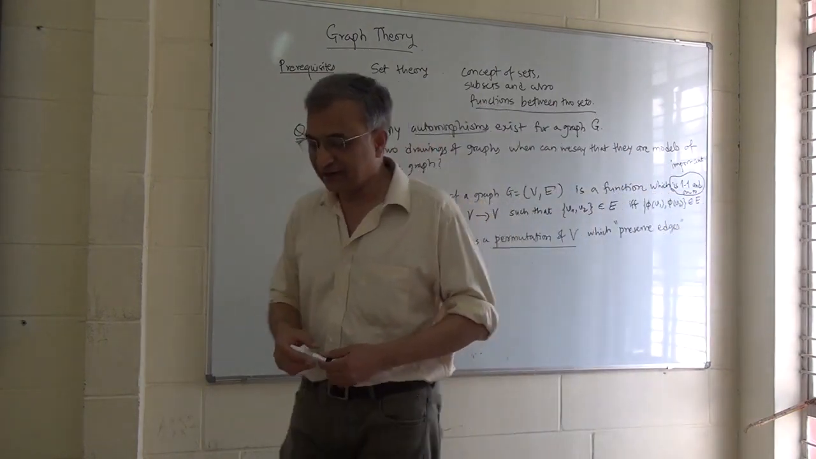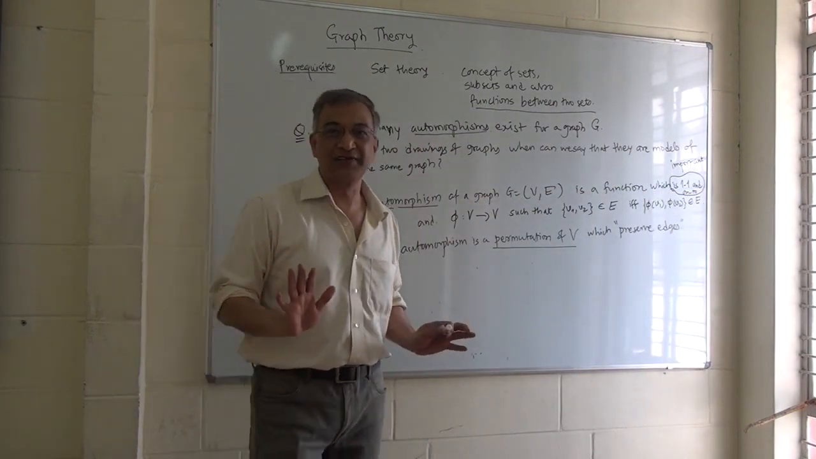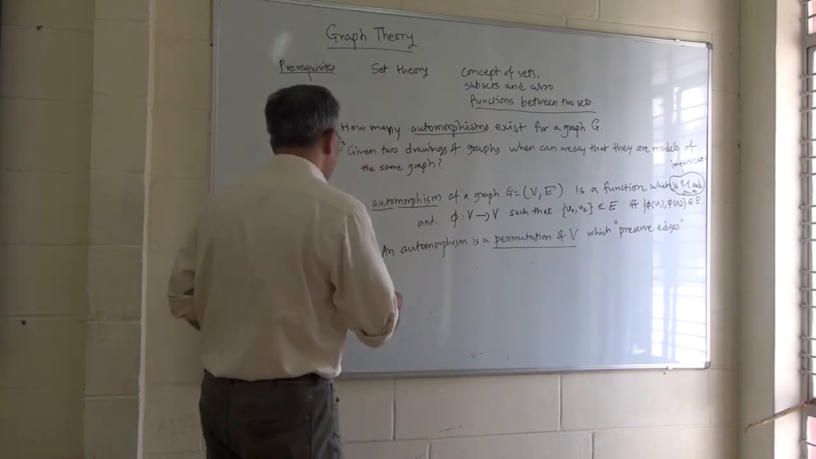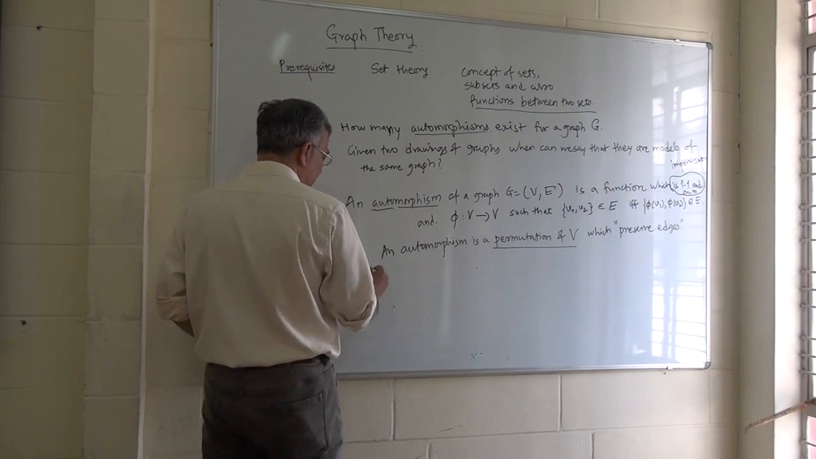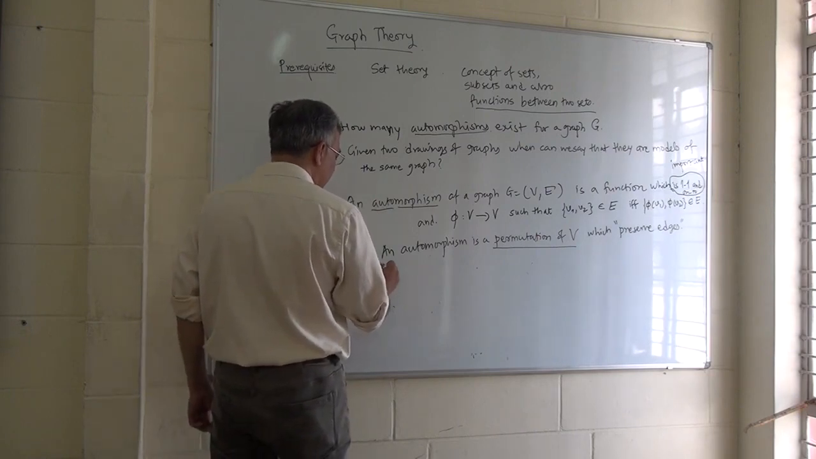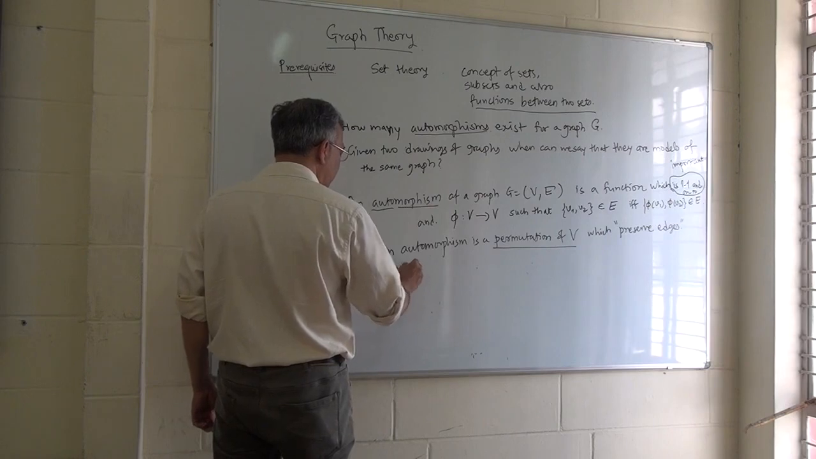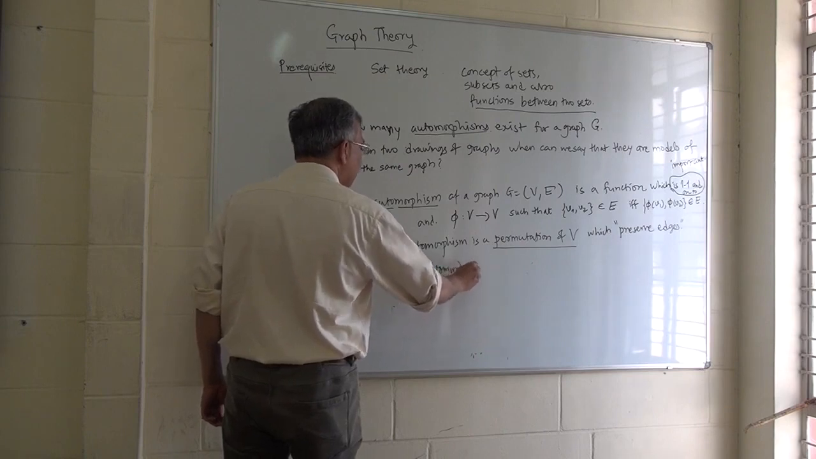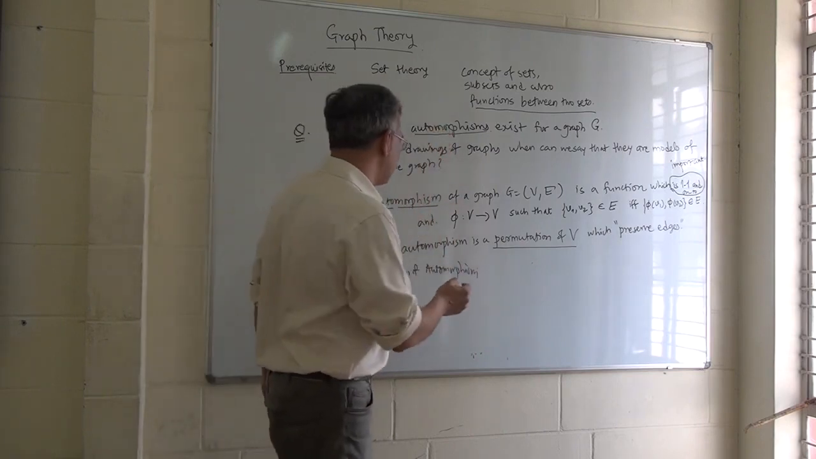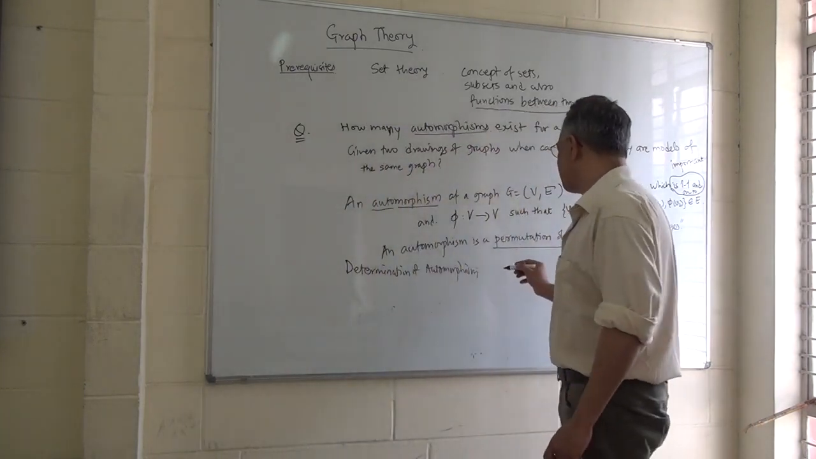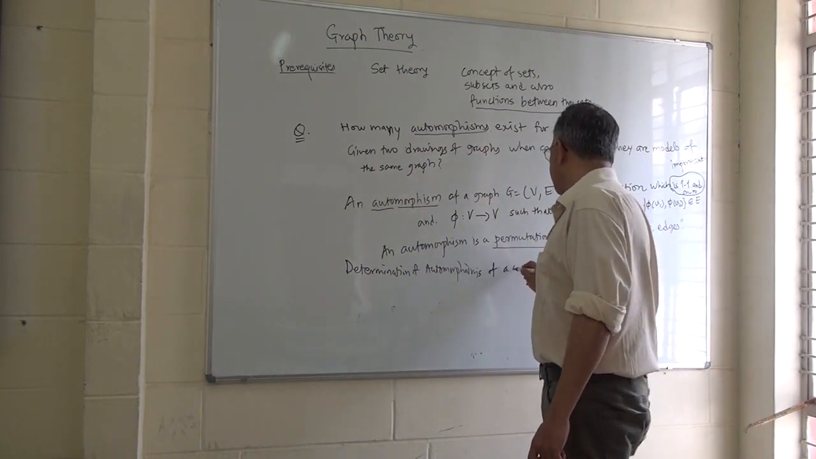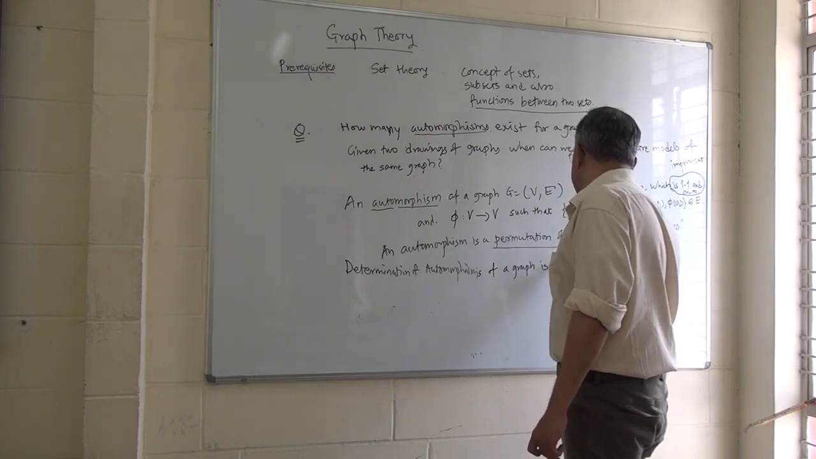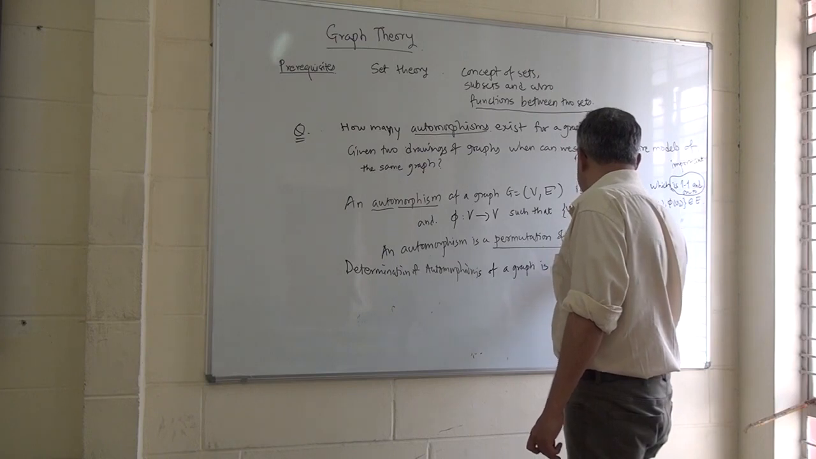And one of the very interesting and not at all simple questions in mathematics is to determine all permutations of a given graph. So determination of automorphisms is very hard. All automorphisms, that is like determination of all models. For example, determination of all automorphisms of a graph is not easy in general.